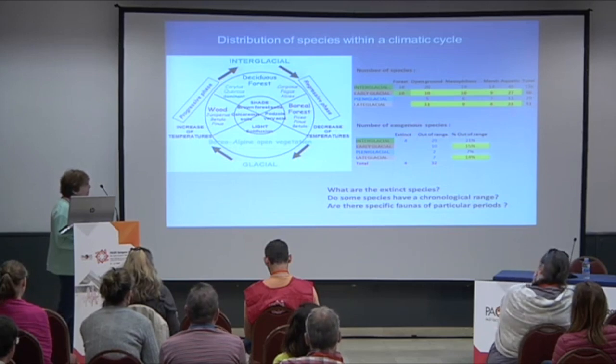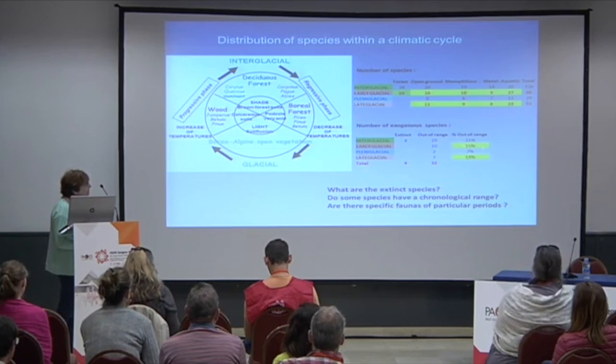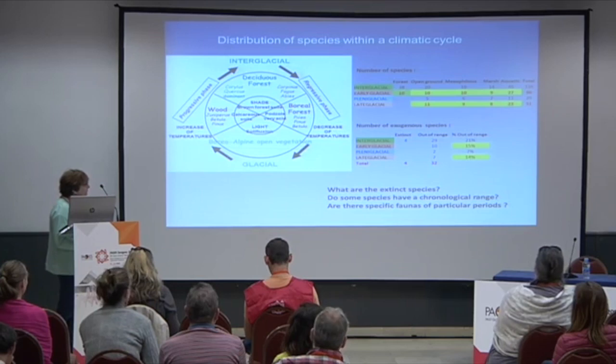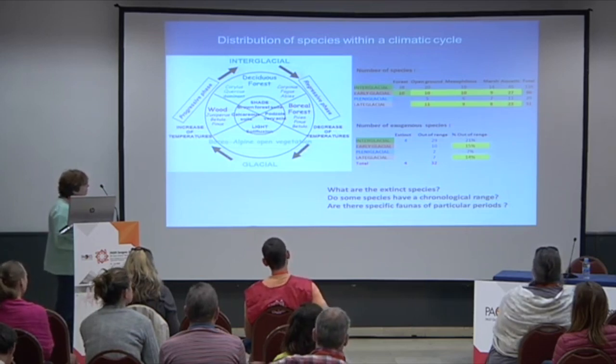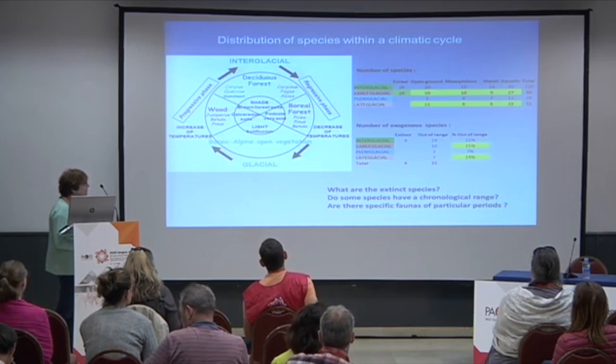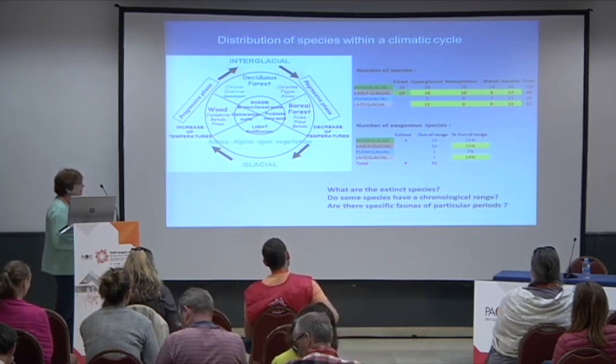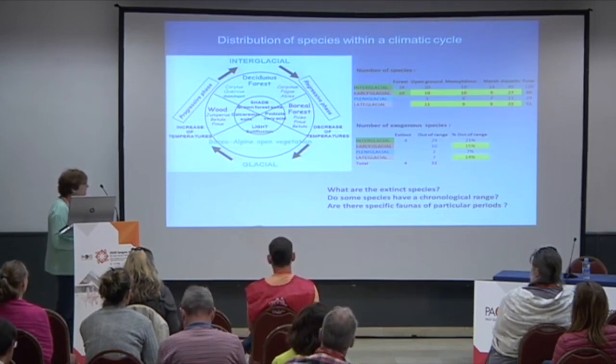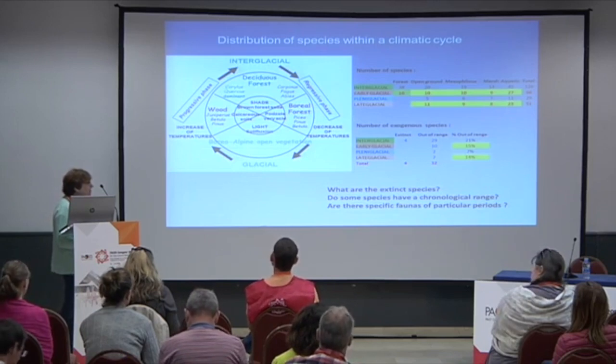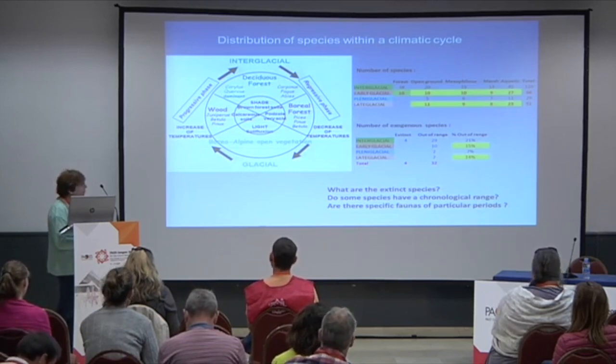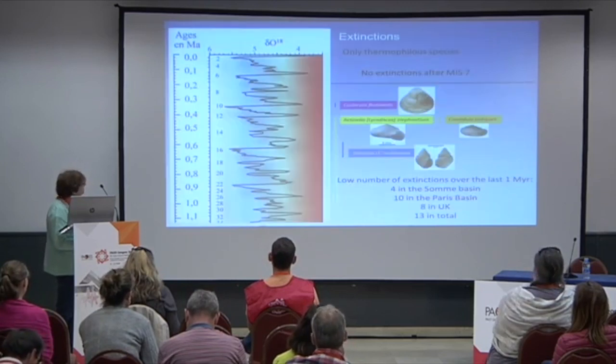Again, the lowest numbers are for the pleniglacial, while the transitional phases give more or less the same proportion of exogenous species. So the following question concerns what these extinct species are, whether they have a chronological range, and whether we can define some specific faunas for particular periods, and especially for interglacial periods?